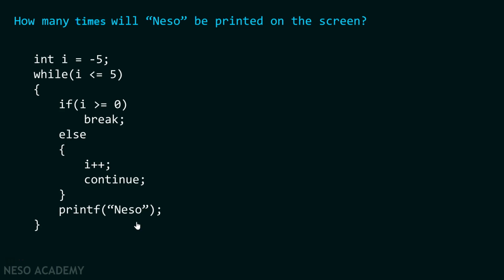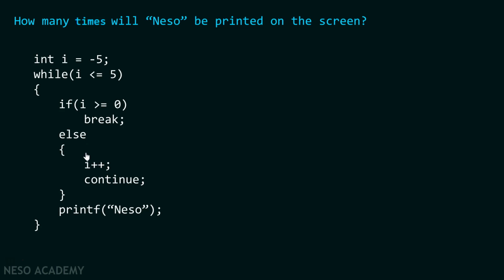Now I think it's not very difficult to answer this question. We have I is equal to -5, and then immediately after that we encounter the loop. We check the condition is I less than or equal to 5 or not, as -5 is less than or equal to 5, therefore this is correct. And hence we come inside this while loop. After that we check this condition is I greater than or equal to 0 or not. As -5 is not greater than or equal to 0, therefore this condition is not satisfied, and hence we come out of this. We simply execute the else part.